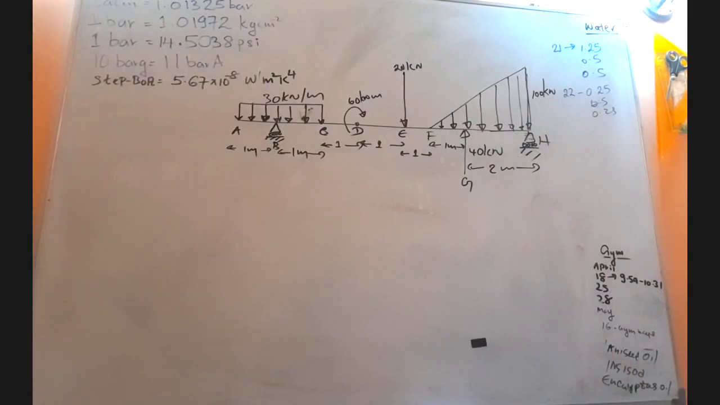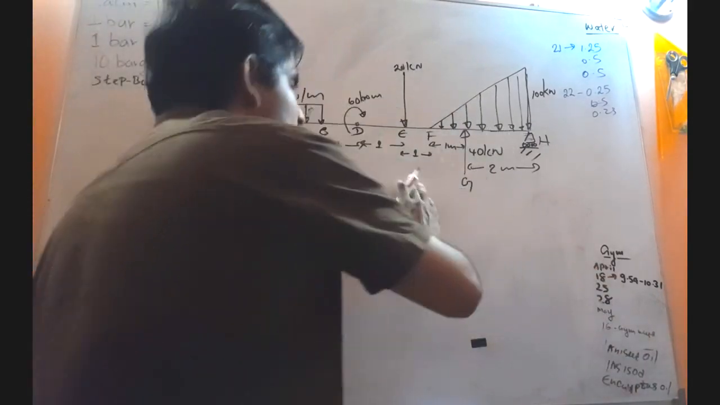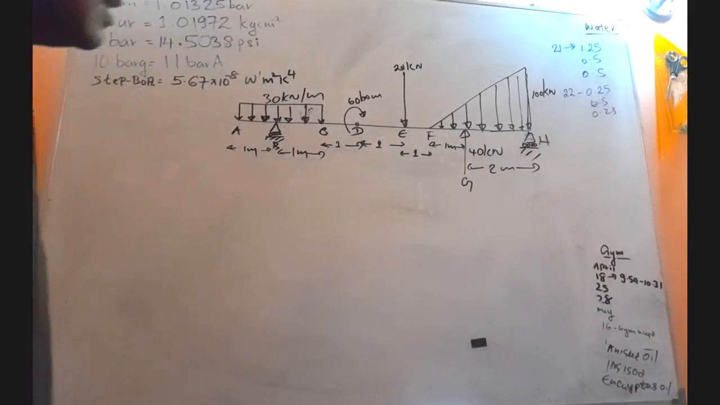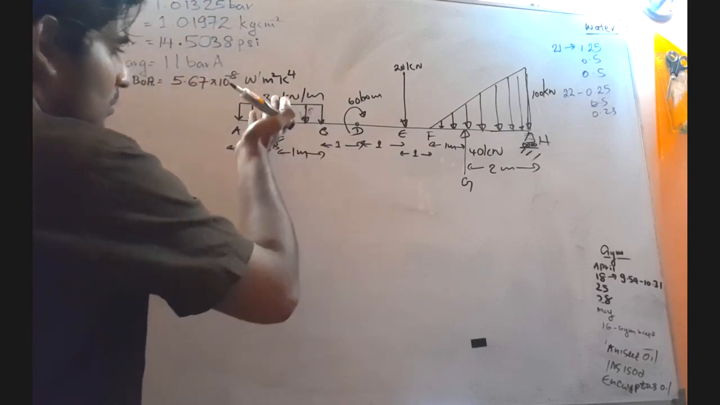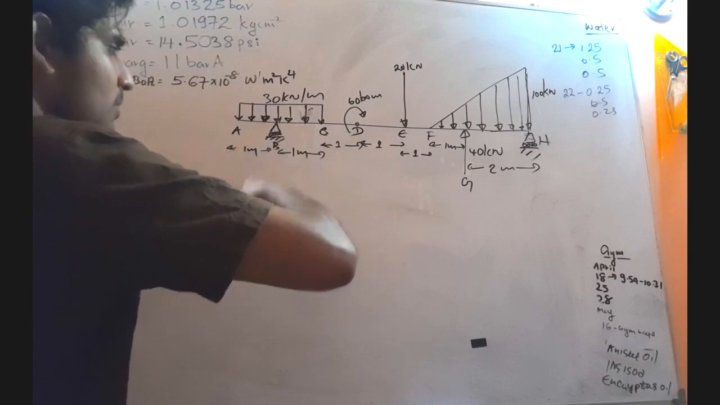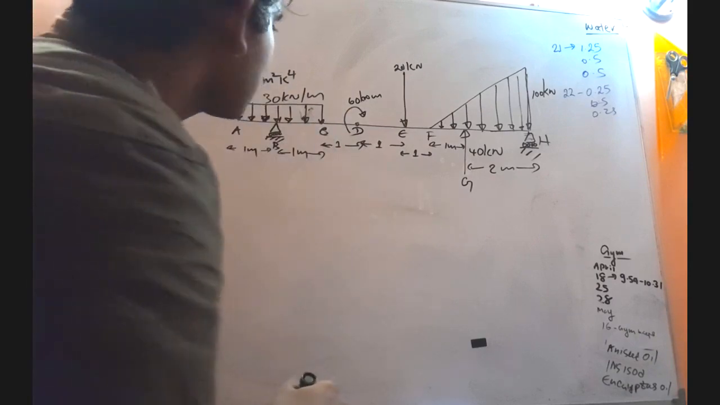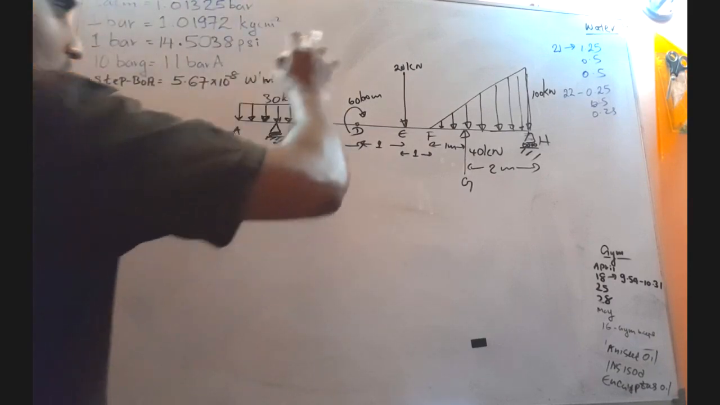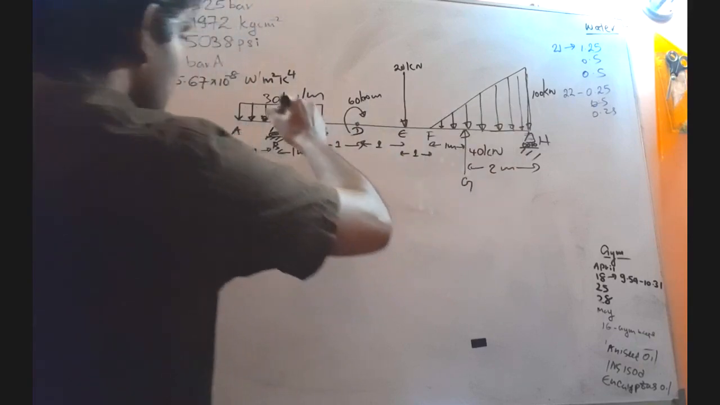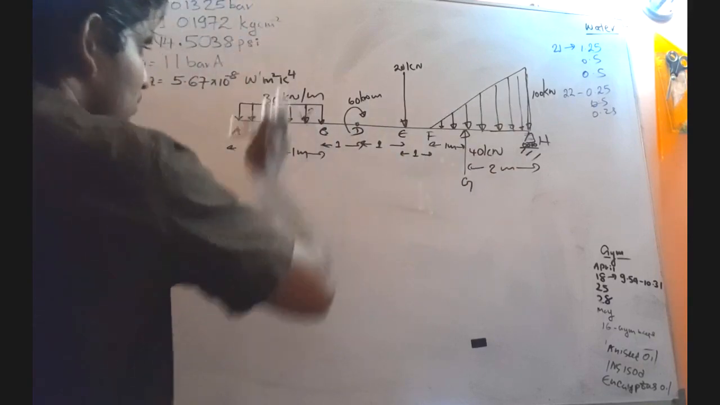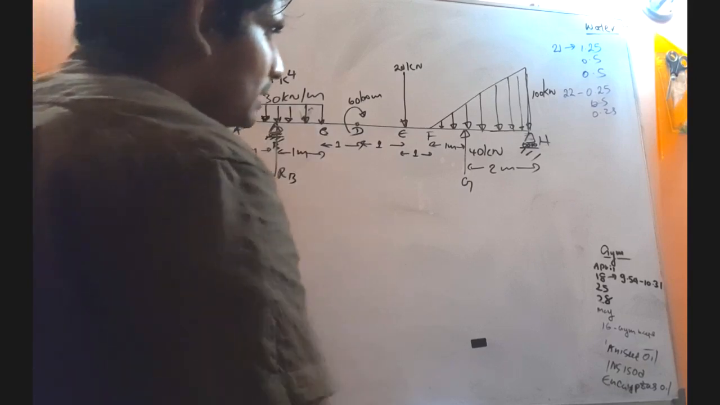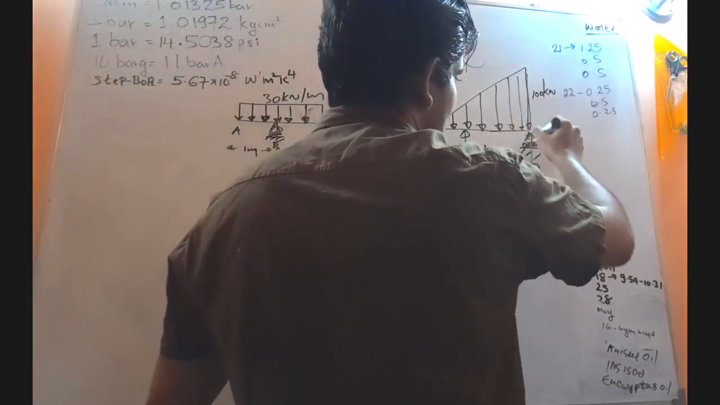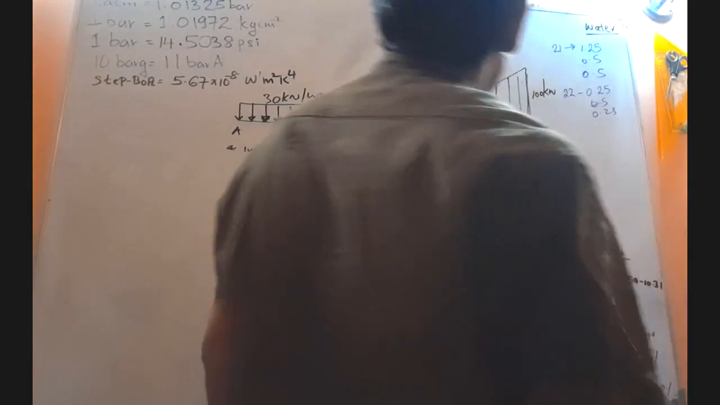Now what is the very first thing that we have to do? The first thing is that we have to find the reactions. Here we know there is a roller support, so we have a reaction exerted on the beam by these supports, acting in the upward direction. Let's say this is RB, and here also we have a reaction RH acting upward.